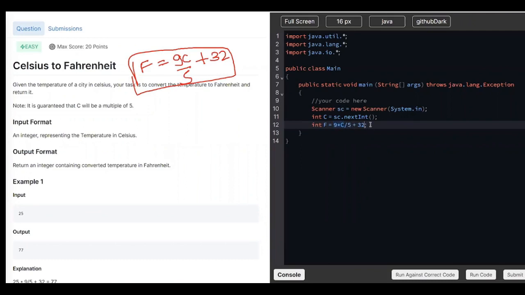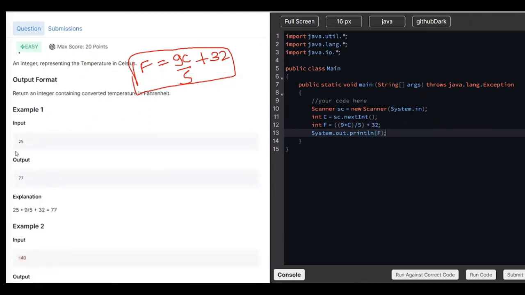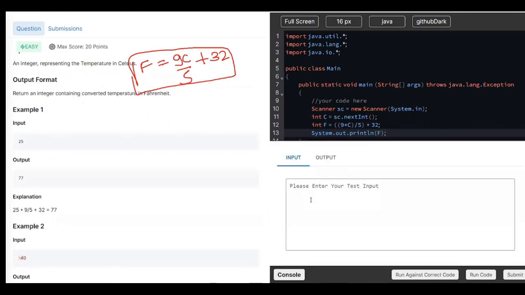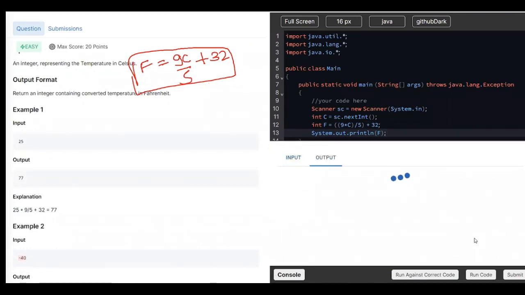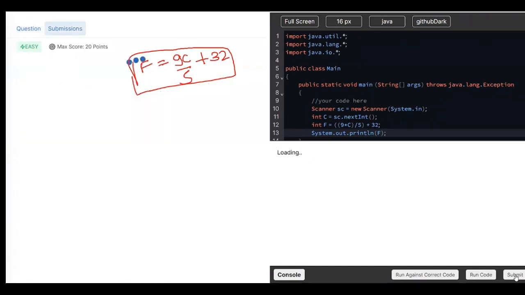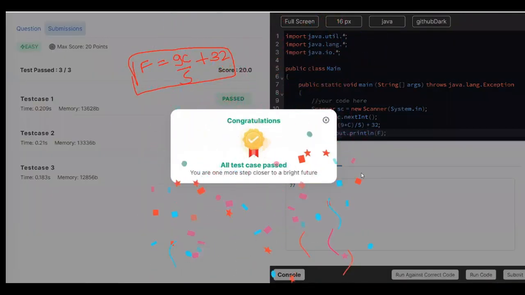So you get the temperature in Fahrenheit, but if you want to be more careful, you first do 9 into C. Once you are done with that, then do a division by 5, and then only add 32 to the answer. So you can be more confident and comfortable by putting brackets if you want. Then we just need to do a system.out.println. Okay, let's try to run it for one example. 25 degrees Celsius is 77 degrees Fahrenheit. Right? Let's try to verify it. 77 is coming fine. So let's submit it. Okay. So all the test cases have passed, right?